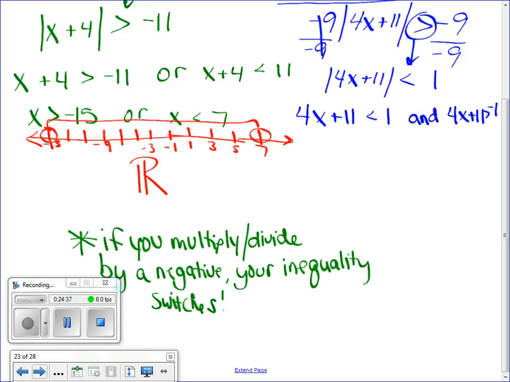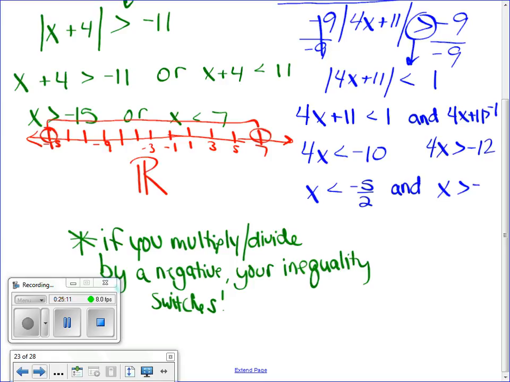That doesn't work. All right, so we need to solve. So we'll have 4x is less than -10. So x is less than -5/2. Do I switch the sign here? From here to here when I divide, do I switch it? No. I have students every year who want to because they see the negative, but what did you divide by? A +4. So I didn't divide by a negative, so it doesn't switch. And so we'll have 4x is greater than negative 12. So x is greater than negative 3.